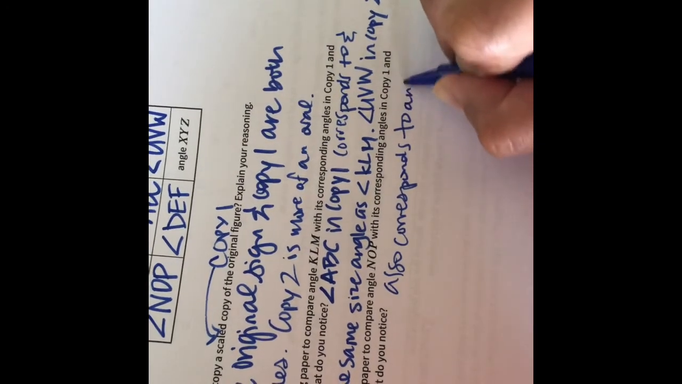So let's finish writing number 3. Actually, we skipped that part. So you'd also write that angle UVW in copy 2. Sorry, I can't see it. In copy 2, I'm just going to write it down here, but you can skip that. Maybe you write a little smaller than me. In copy 2 also corresponds to angle KLM.